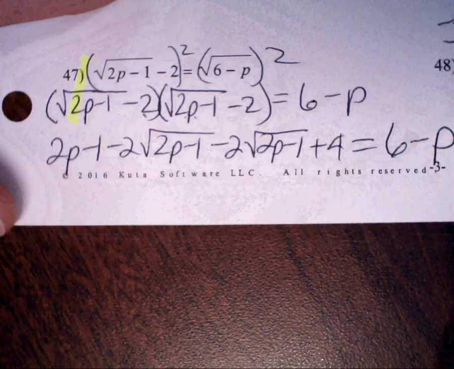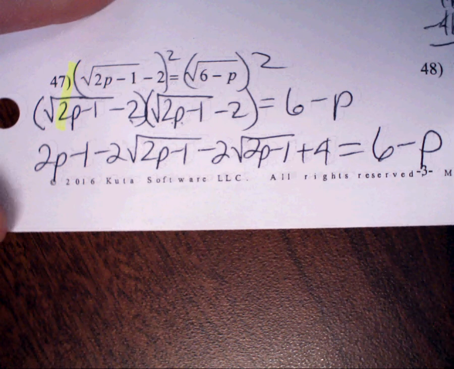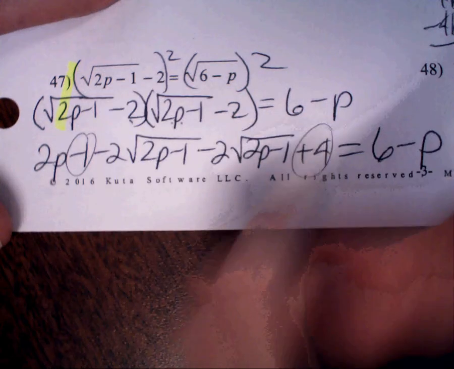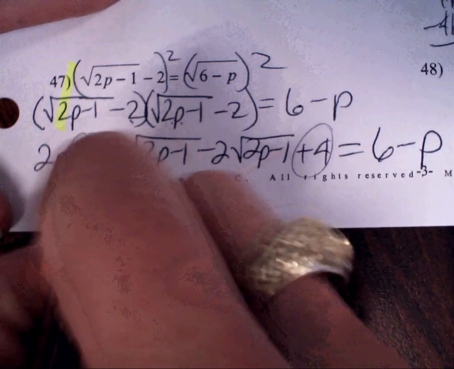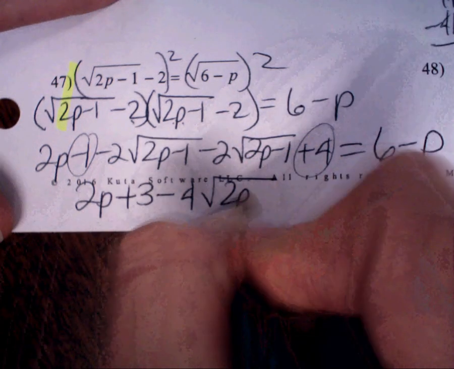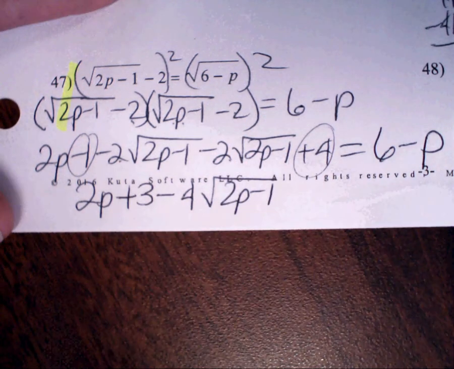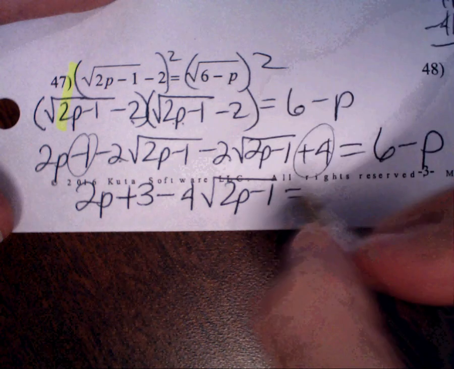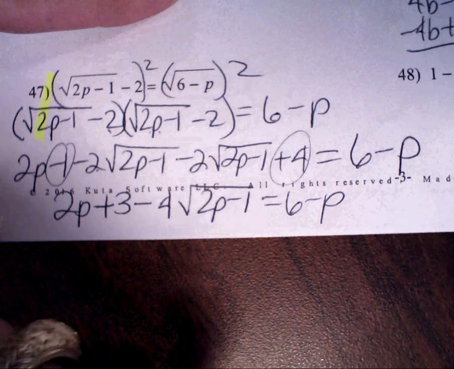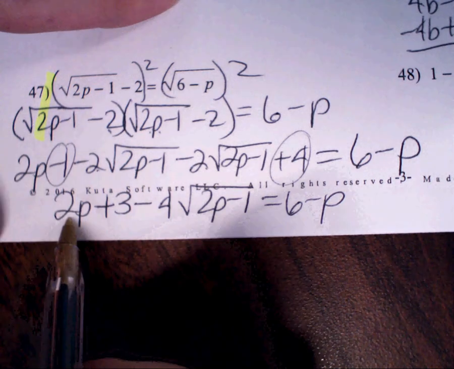Alright, so then I work on isolating the square root again. So, this and this make 3. 2p plus 3 minus 4 square root of 2p minus 1. These two come together. This was our last strategy on 12.3, so if you're wondering where we're getting this from. Alright, so now I'm going to keep getting it by itself. I'm going to subtract 2p. I'm going to subtract 3.